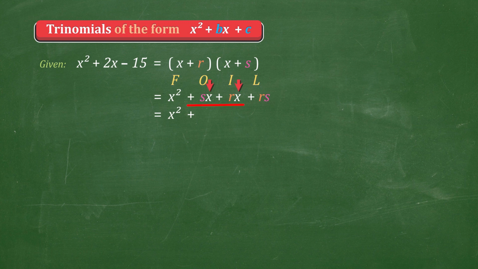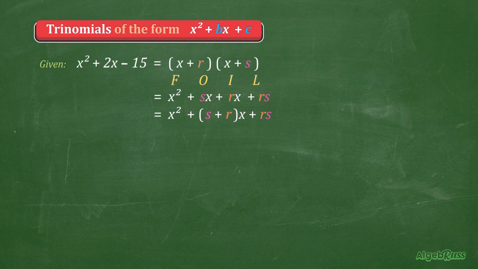Since x is their GCMF, a topic from our previous tutorial, we can factor that out. Then, we multiply by the quantity s plus r, which is just equal to what we got by combining like terms earlier. Okay, finally, we copy the terms rs. Now, let us observe and compare the original trinomial with this product.